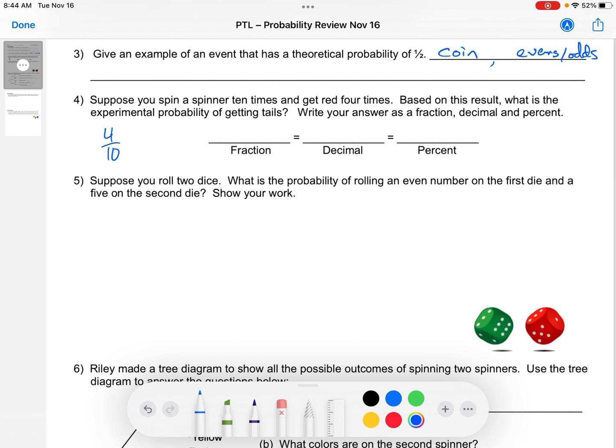Spinning 10. Experimental probability of getting tails, I think what we mean to say is a red, right? So we should say that that's 4/10. A decimal is 0.4, and the percent is, that's got to be not 4%. Just make sure we don't mess that up. That's going to be 40% because it would be 0.40, right?